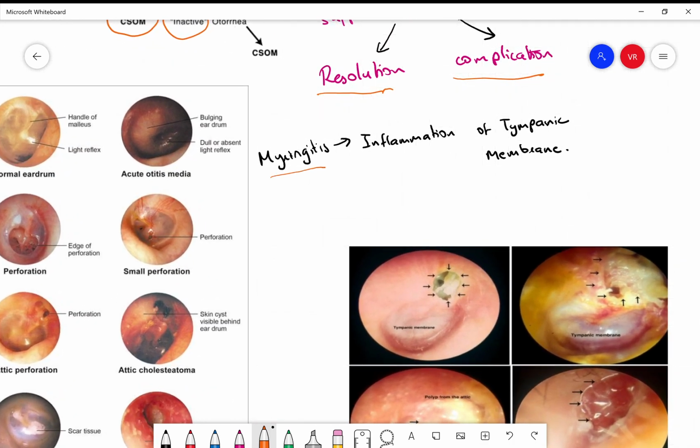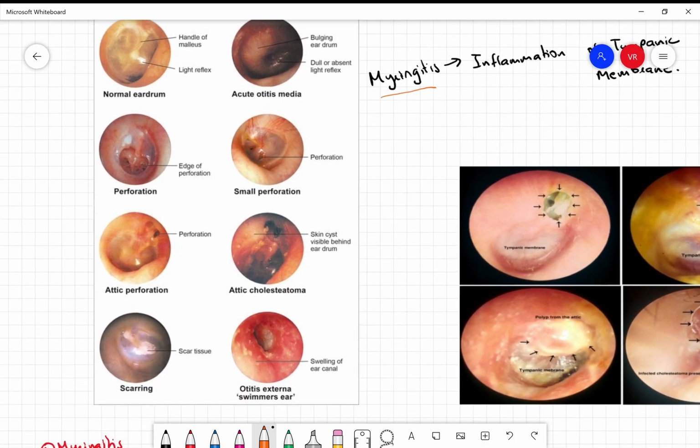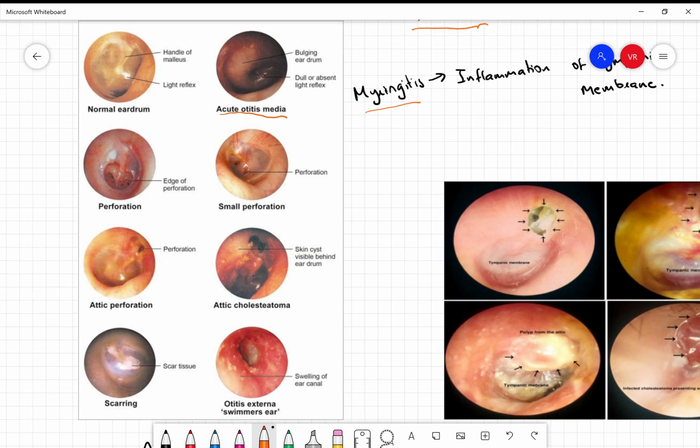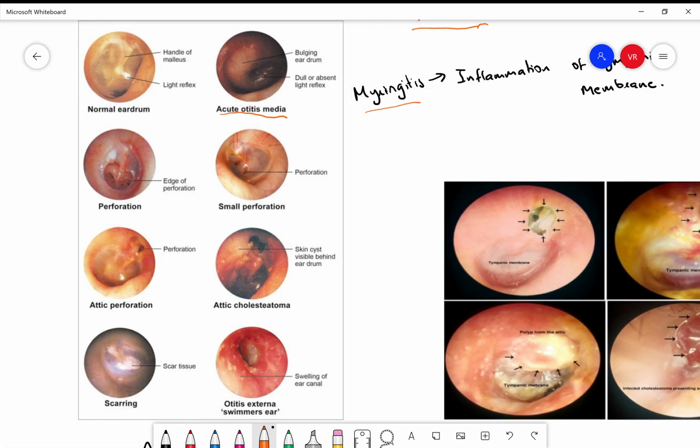So as I said, myringitis is inflammation of the tympanic membrane. So this is the normal eardrum. Here you can see there's inflammation of the middle ear cavity. How I'm saying it's inflamed is you can see the inflammation right here. It's not supposed to be seen normally, but since it's become visible due to the accumulation of increased pressure or fluid inside the middle ear, you can see those structures. You can see the perforation here clearly. So that's the perforation. This is a small perforation.